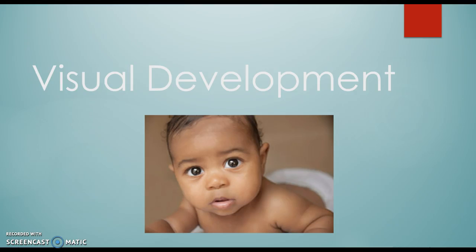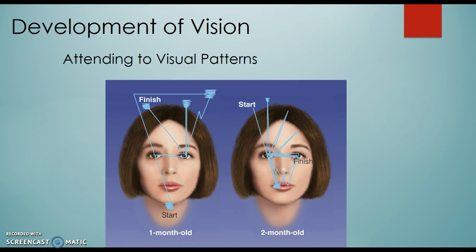Hi everyone! This lecture is going to be about visual development in infancy. Check out that cute baby and his big baby eyes. Okay, so when infants start to notice human faces, they start to attend to certain visual patterns. And this diagram is illustrating how visual patterns change from 1 month to 2 months old.